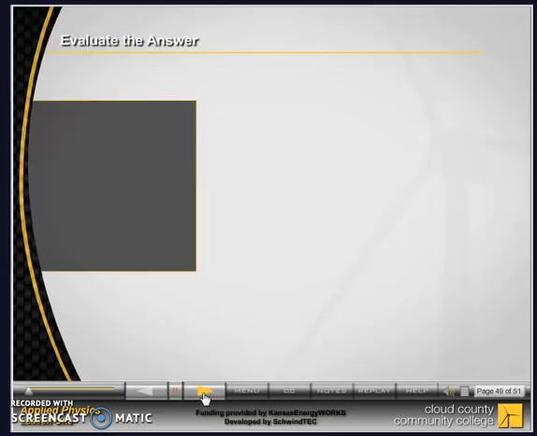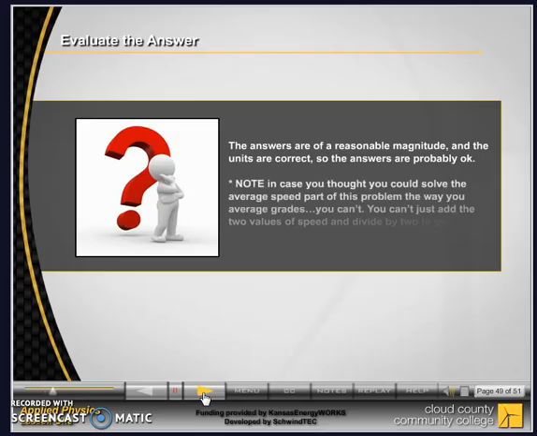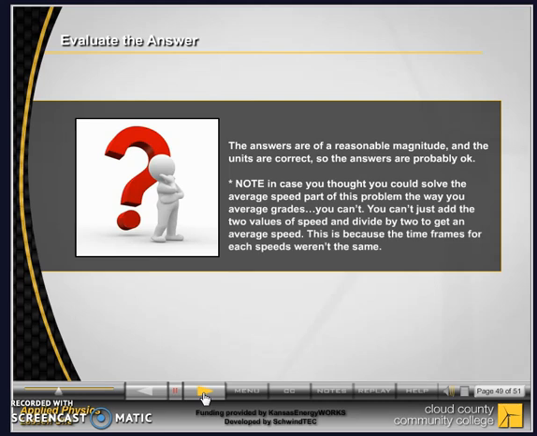Always make sure you evaluate your answer. The answers are of a reasonable magnitude and the units are correct, so the answers are probably okay. Note, in case you thought you could solve the average speed part of this problem the way you average grades, you can't. You can't just add the 2 values of speed and divide by 2 to get an average speed. This is because the time frames for each speed weren't the same. We will review this concept in greater detail when we discuss kinematics in future lessons.